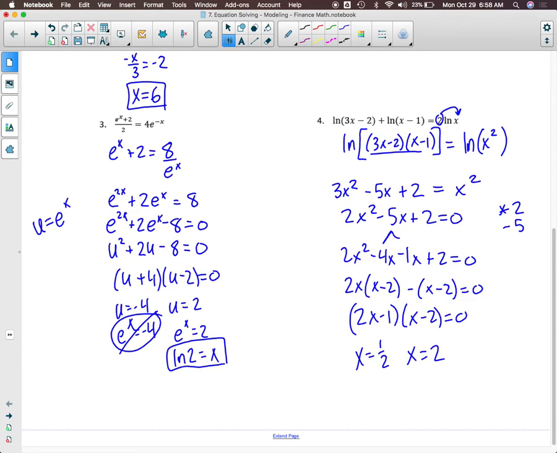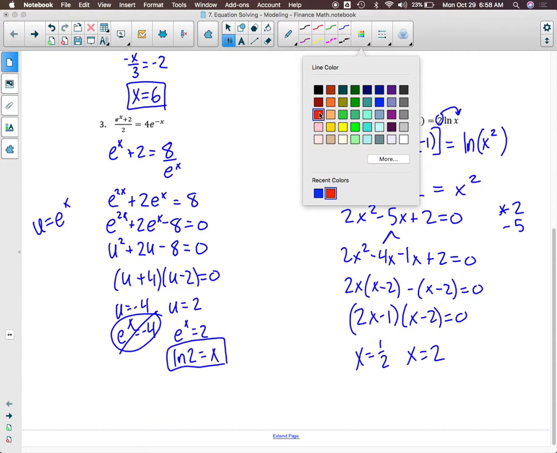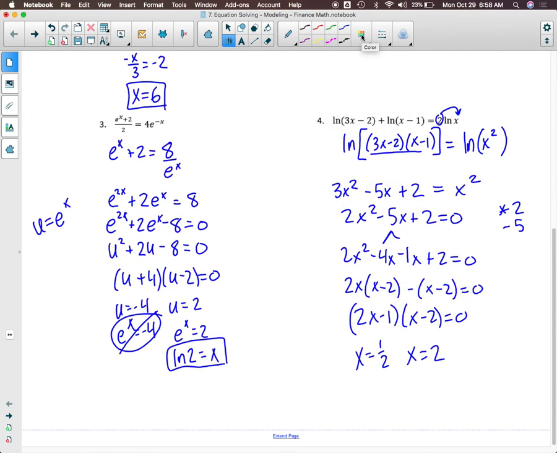And since I'm dealing with logs, I need to just quickly check my answers, okay? So in order to check my answers, I'm just going to make sure that this 1/2 and the 2 don't make the inside of one of these logs negative. So if I plug in 1/2 right here, or right here, I get negative numbers, which means that this will not work. If I let x equal 2 over here, I'll get, let's think, this is 6 minus 2, that's positive, and 2 minus 1, that's positive, and over here I get 2, that's positive, so this answer is going to work. Boom, math.